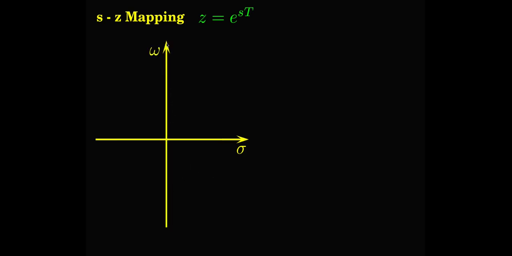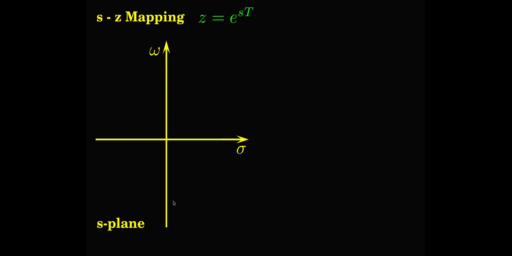Z is equal to e to the power of sT. The Z-plane variable and S-plane variable are linked in this way, and T is the sampling interval, the sampling period. So let us use this mapping and look at a graphical comparison of the two planes. First the S plane. The x-axis is called the sigma axis, the real axis, and the y-axis is called the omega axis, the frequency axis.